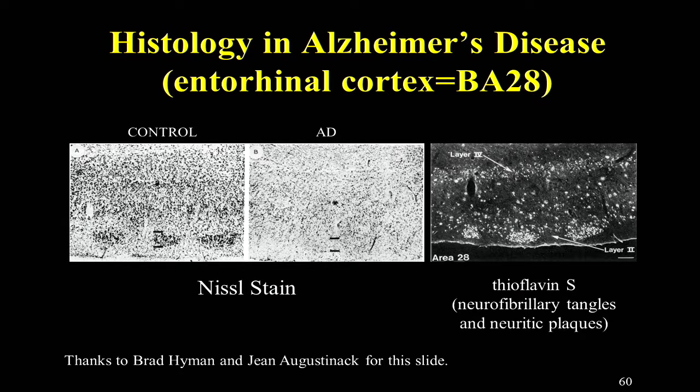I've been working with Brad Hyman and Gina Gustenak, looking at other cortical areas. This stuff is actually reasonably old at this point as well. So we went looking in entorhinal cortex. This is a photomicrograph of a Nissl stain. So this is the gray-white boundary. This is the pial surface.